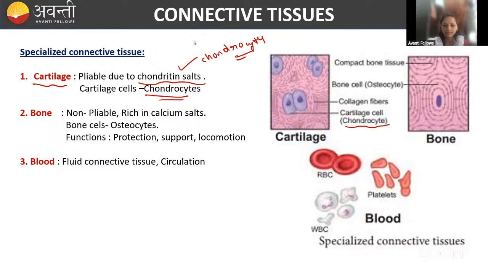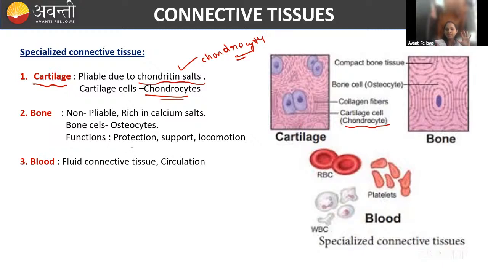Yes or no? Then which cartilage is present in the external ear? Elastic cartilage. Yes or no? And the fibrous cartilage is present in the... Just recall the cartilage names. This is the elastic cartilage and this is the hyaline cartilage. Okay, fine. I think you understood the cartilage.